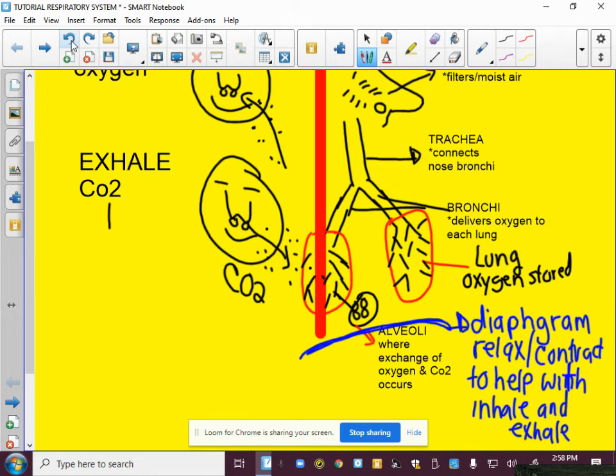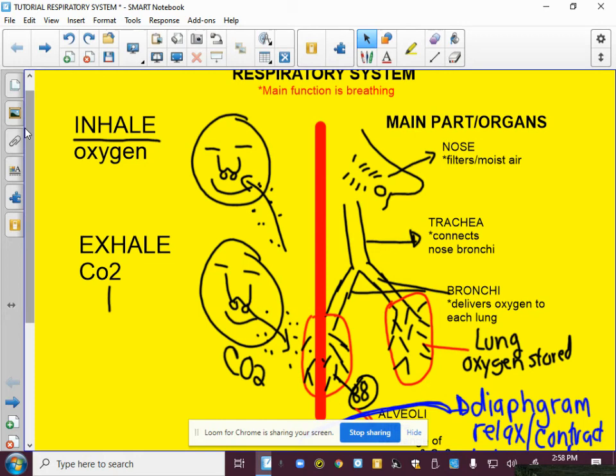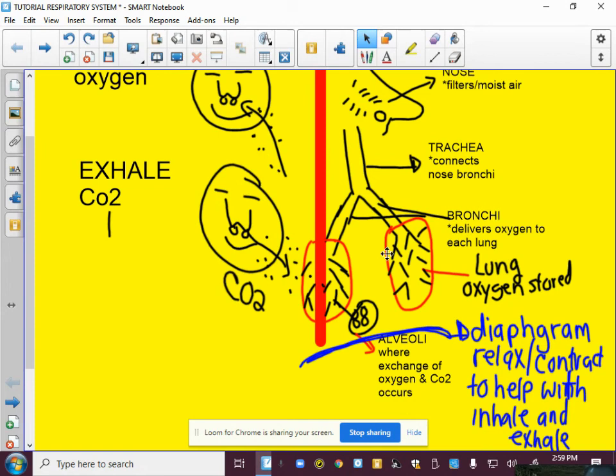So let me just review quickly the parts, and then we'll be done. In here we have the nose. I'm going to point with the mouse. The nose's main function is to filter and moisten the air from particles. The trachea is the pipe that connects the nose to the bronchi. The bronchi is where it splits in two, and this delivers oxygen to each lung, to the left lung and the right lung. Then we have the lungs. The lungs is where oxygen is stored temporarily. Inside the lungs, there are microscopic little clusters called the alveoli. That's where the exchange of oxygen and CO2 occurs. And last, we have a muscle called the diaphragm. This muscle relaxes and contracts, which helps with the inhale and exhale.